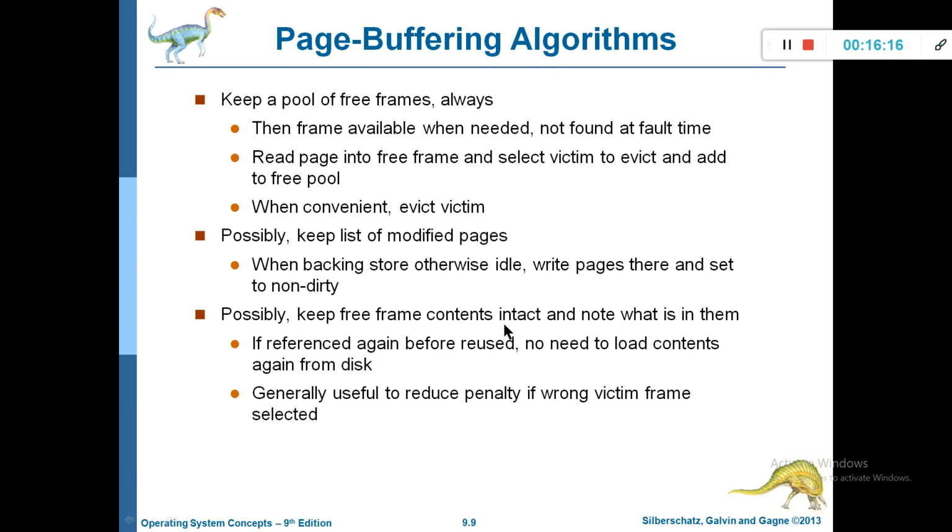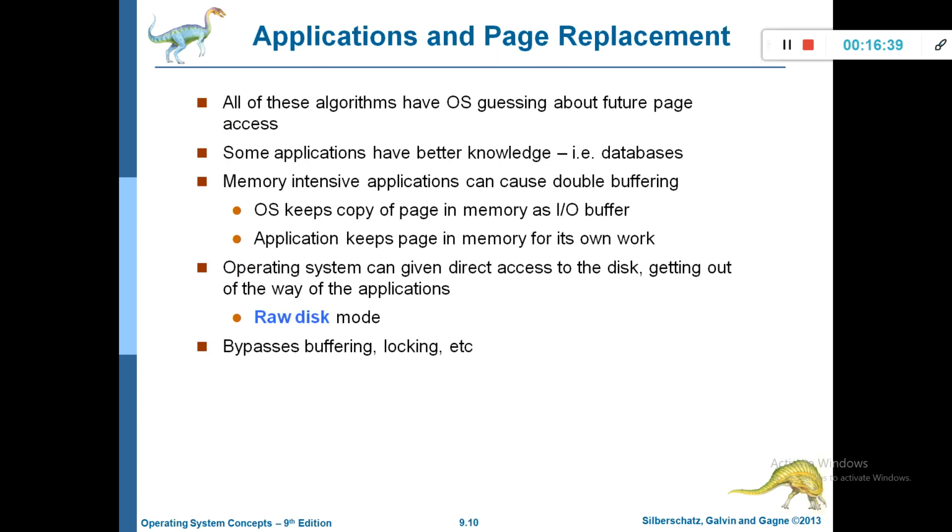Possibly keep the free frame contents intact and note what is in them. If referenced again before being reused, there is no need to load the contents again from the disk. This is generally useful to reduce the penalty if the wrong victim frame is selected. So these are the different methods and techniques we use for the implementation of LRU page replacement algorithms. Next we are going to see applications and page replacement.